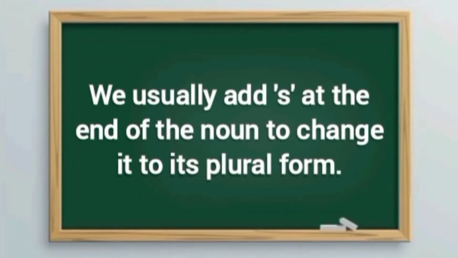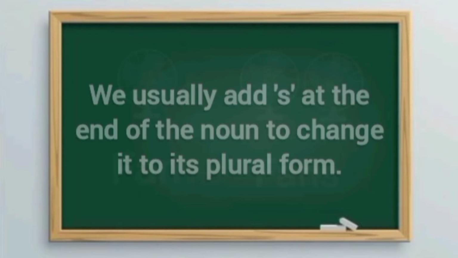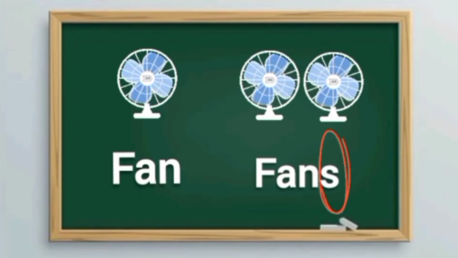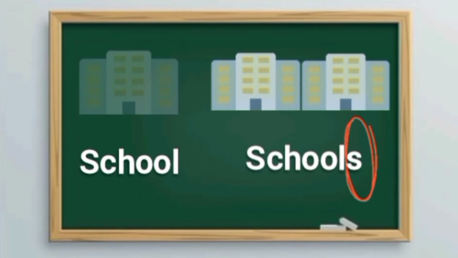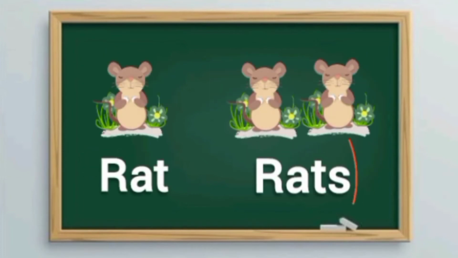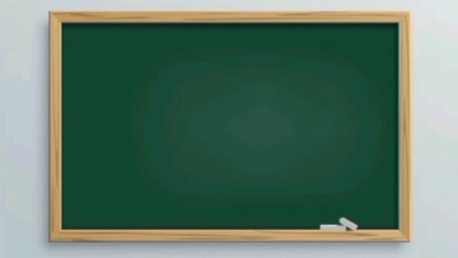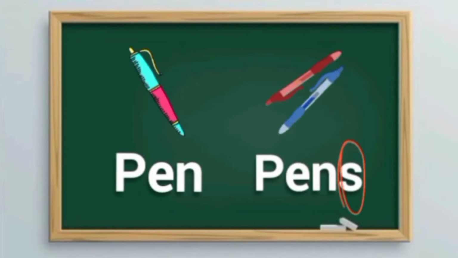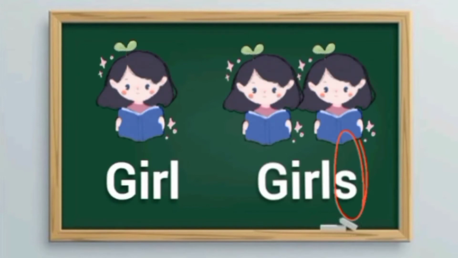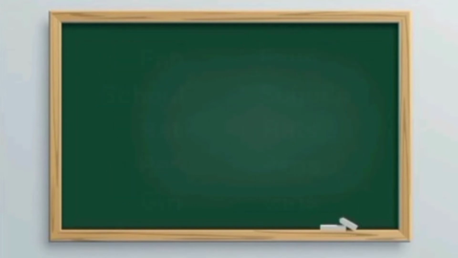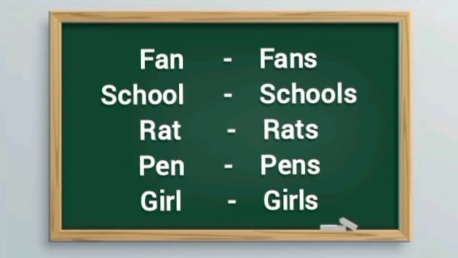Now kids, we usually add s at the end of the noun to change it to its plural form. Example, fan becomes fans. School becomes schools. Rat becomes rats. If there are more than one pen, we call it pens. Girl becomes girls when they are more than one in number. So kids, to make plural from singular, we add s at the end of the noun.